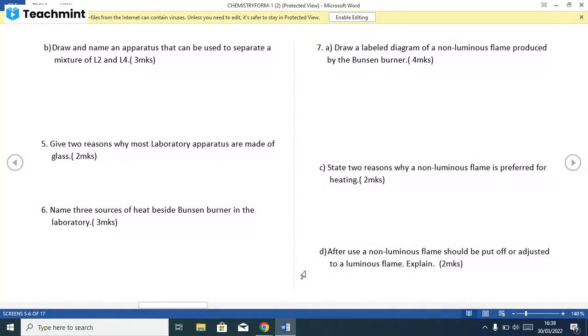Part D. After use, a non-luminous flame should be put off or adjusted to a luminous flame. Explain. An unluminous flame should be adjusted to a luminous flame because it is not visible, so it can cause accidents. Very good.